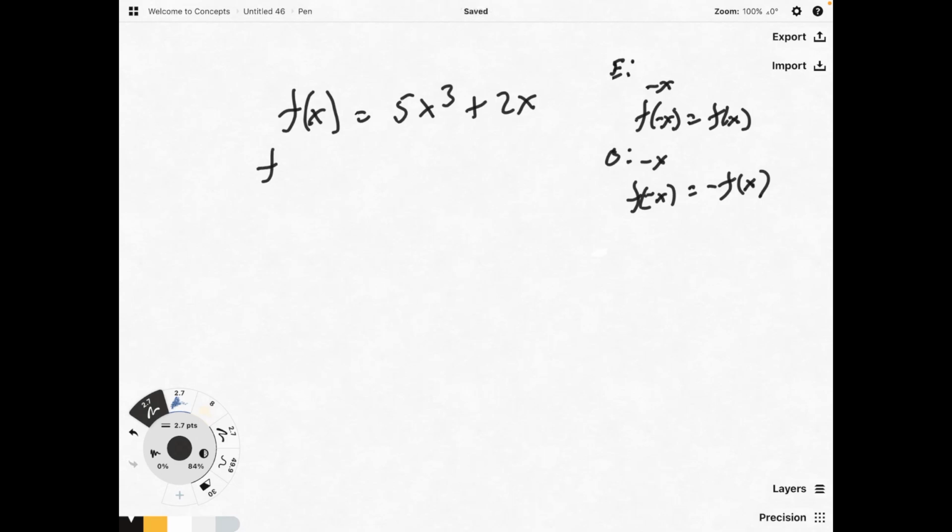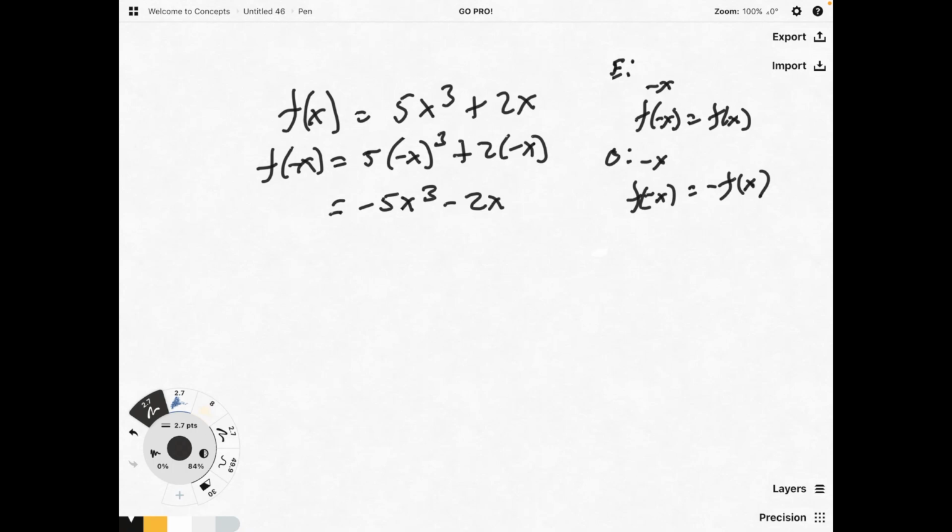If we put in a negative x, then we are going to be left with 5, and then that's a negative x, and that's cubed, plus 2 times negative x. When we simplify, we know that negative x cubed is equal to negative x cubed, so we bring that negative out in front, and we have the 5x cubed, and then 2 times negative x is equal to a negative 2x.